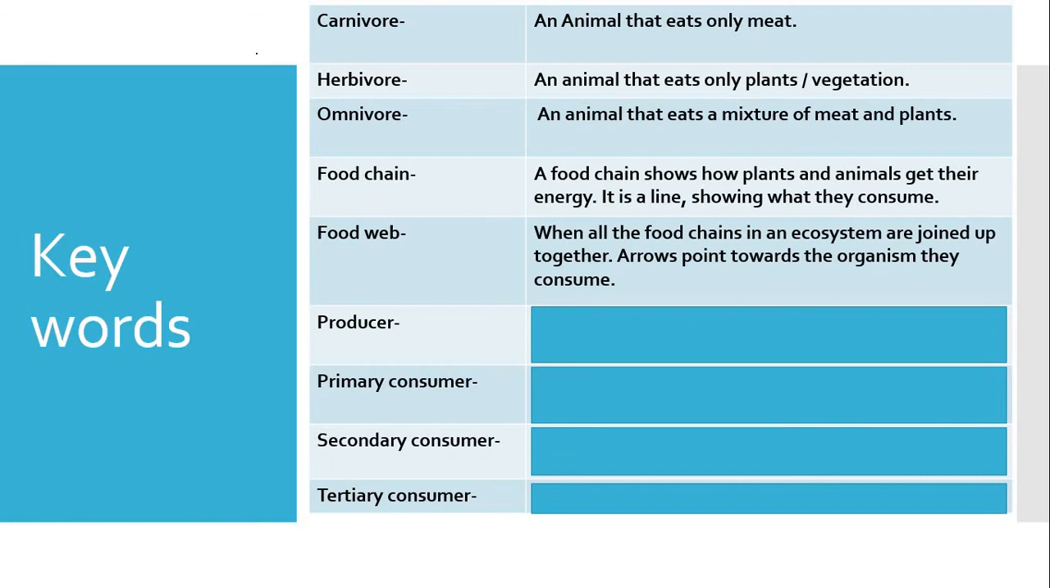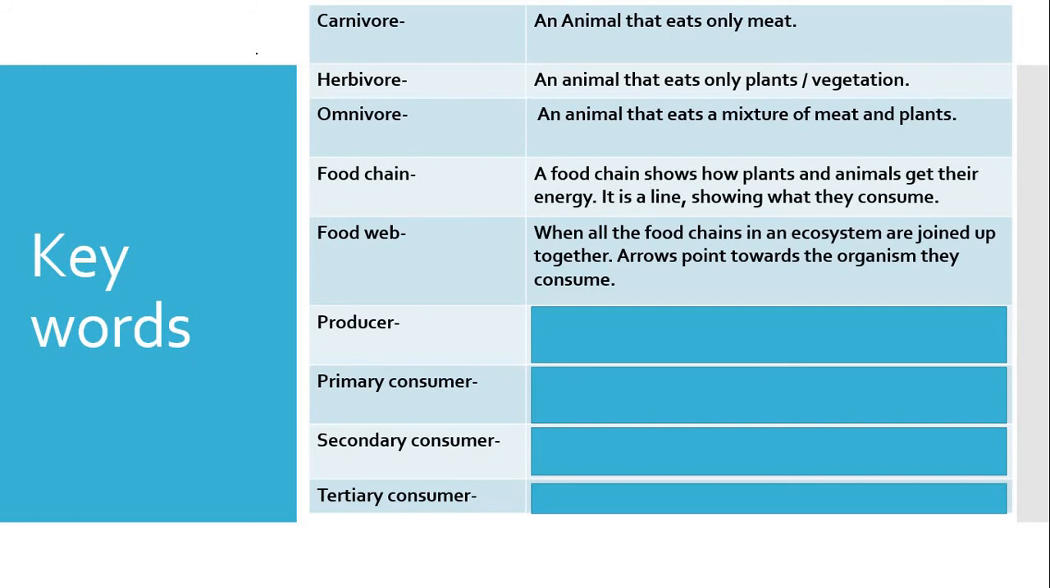A food web is a more complex food chain. It's all the food chains in an ecosystem, so an area, joined up together. Arrows point towards the organism they consume. Whereas you've got the food chain, which is a straight line, the food web gets its name, it's more like a spider's web. There might be some animals that eat this animal, who also eat this plant. It could be multiple prey and multiple predators.